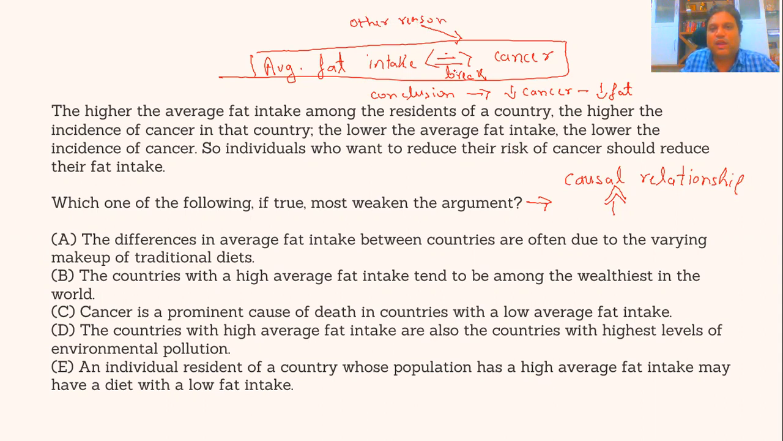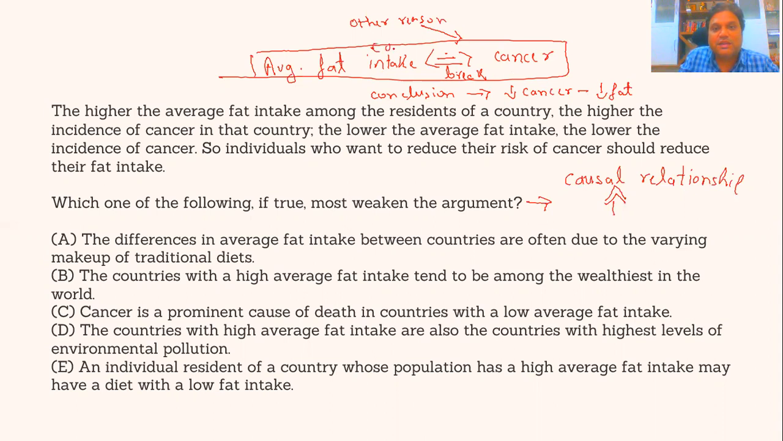So one way to break this link is telling that it is not because of average fat intake, but it is because of some other reason. That is one way of doing it. Now the common type, I have told, is that there is some other reason which would be given in the option. A few times they can also say that it is not because of average fat intake that the incidence of cancer is higher, but in fact the relationship is the other way around. When the cancer is high, average fat intake becomes higher. That is the other way of looking at it.